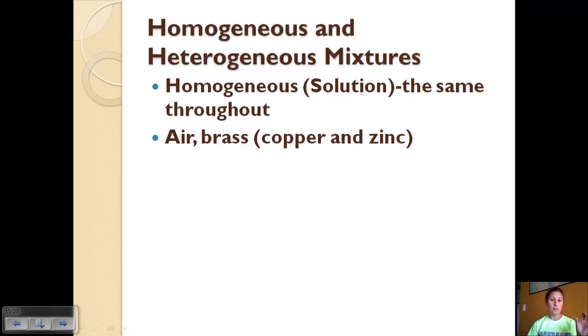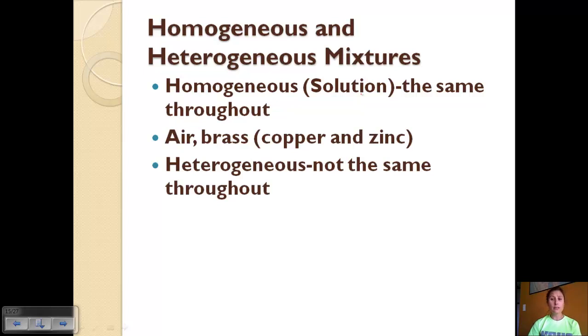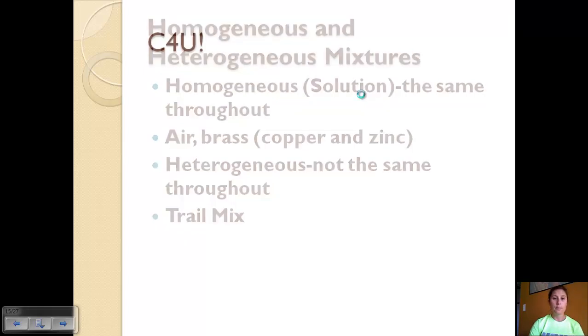You can't see parts of copper and zinc. It all looks the same color. A heterogeneous mixture is not the same throughout. Hetero means different. And so an example of this would be trail mix. You can pick out the peanuts from the raisins, from the M&Ms, from whatever else is in your trail mix.